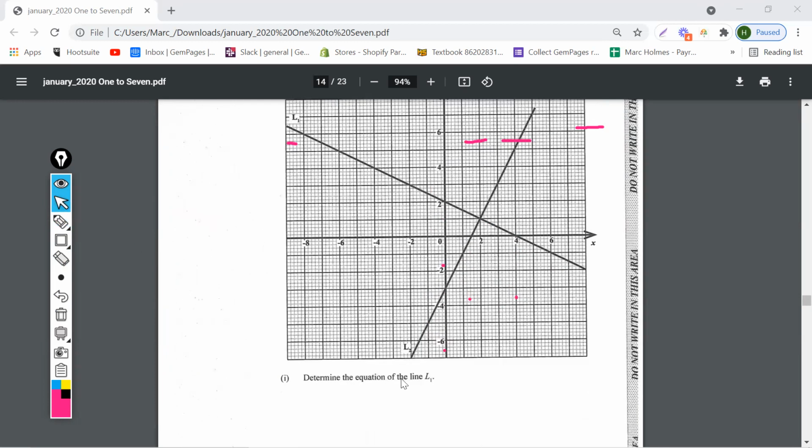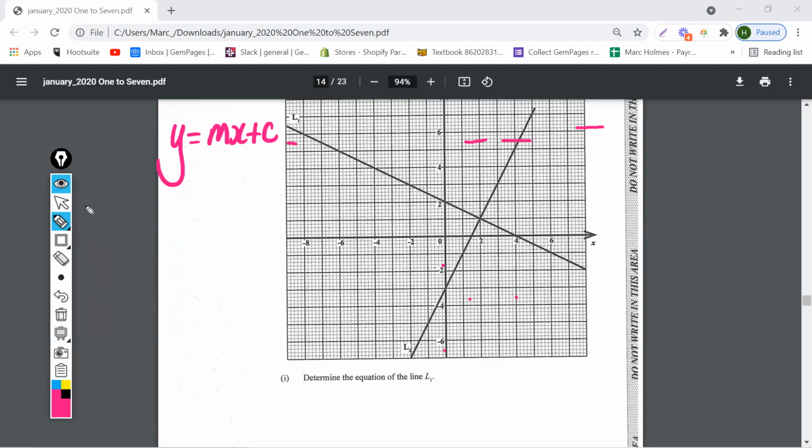So it says here, determine the equation of the line of L1. Trey, you remember the general formula for the equation of a line? Y equals mx plus c. Deshaun, you remember? Oh, y equals mx plus c. Tori, you remember? Yes, sir. Y is equal to mx plus c. Everybody, remember that. That's the equation of the line. Y is equal to mx plus c.